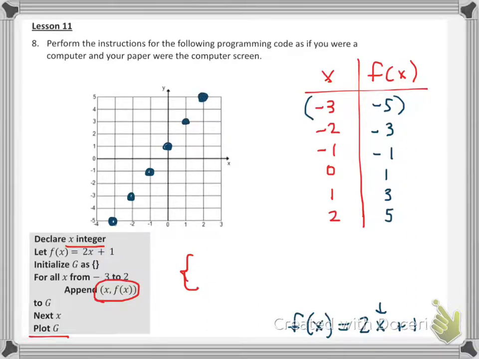And we're not drawing a line because they're integers. So they can only be integer inputs. And that means we don't have any data in between the dots. So just dots.